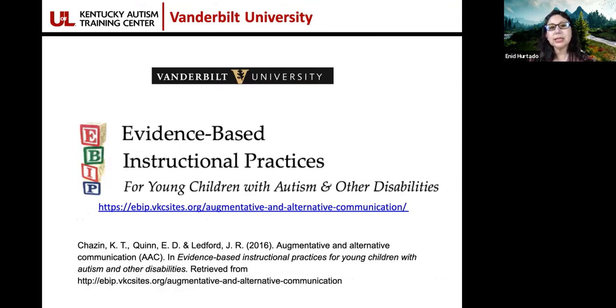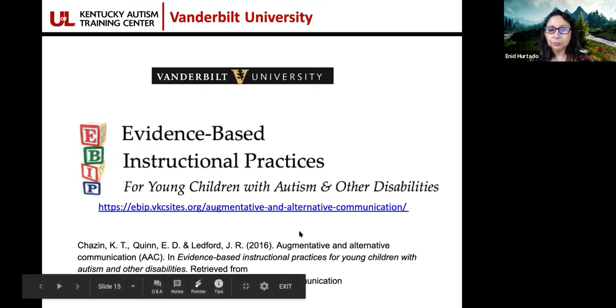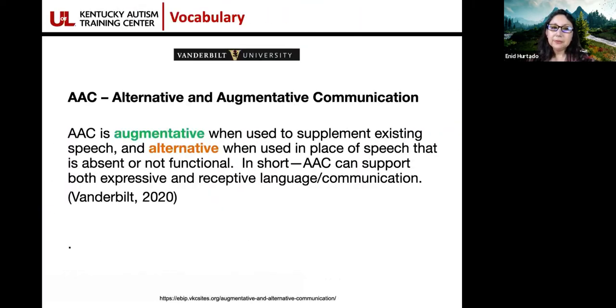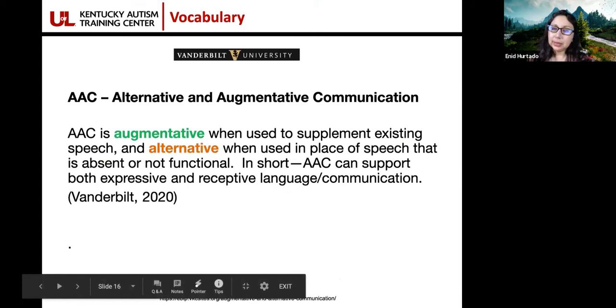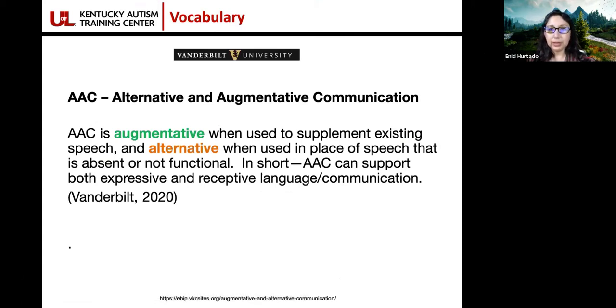Another great resource is Vanderbilt University. I use this website, especially for younger kids. They have a lot of great resources for teaching AAC with younger kids. But their definition, and I really like this one, and I use this when I'm just talking about AAC really quickly during a presentation, is they really call out the difference between augmentative and alternative. So augmentative is when it's used to supplement existing speech.